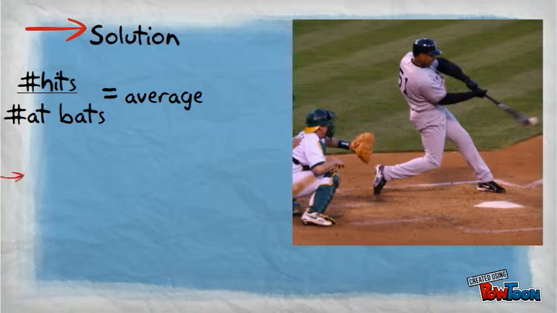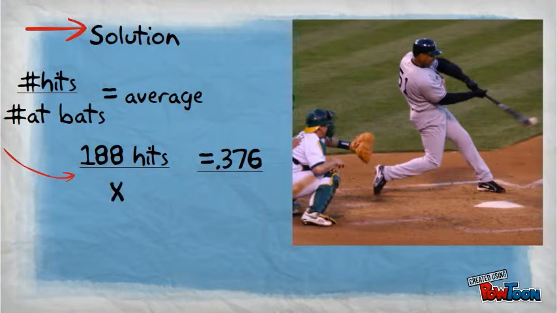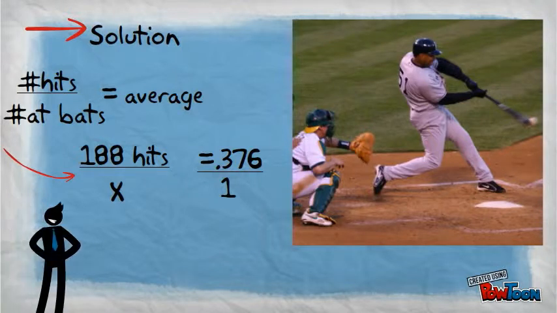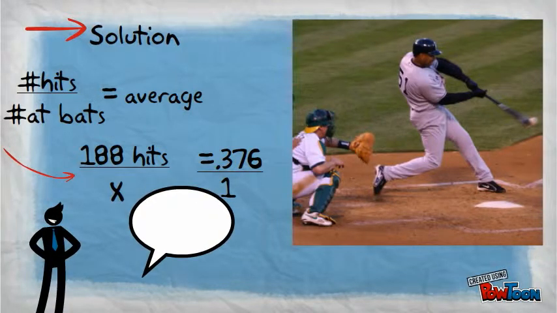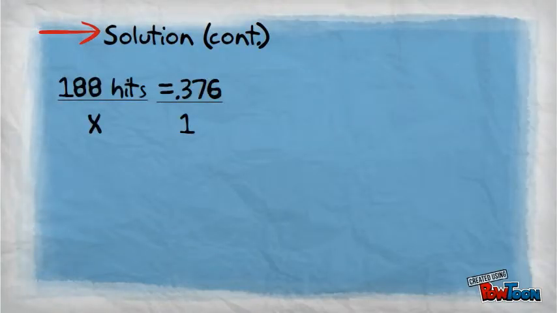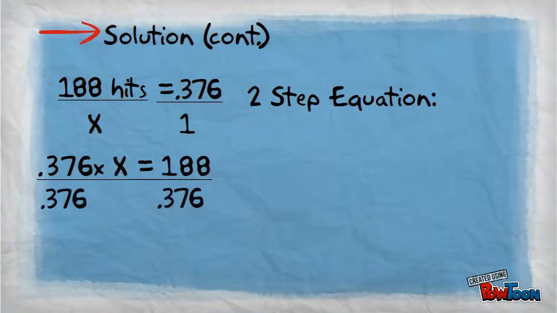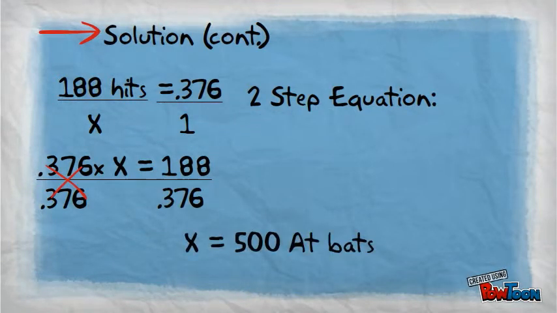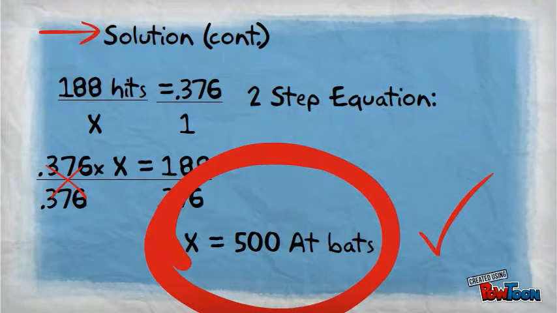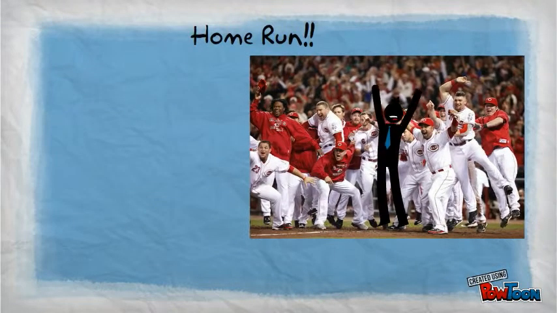So then we substitute in 188 hits, and the average is .376, which means we must solve for the number of at-bats. Sometimes it is easier to imagine .376 divided by 1, and now we have a proportion. So, continuing, we have a two-step equation, and now we cross-multiply to get 188 equals .376x. Then we reduce the equation by dividing by .376, and that gives us x equals 500 at-bats.